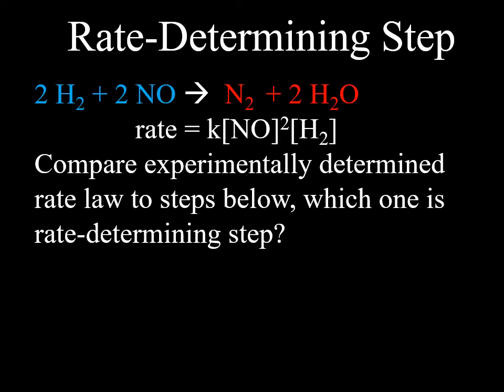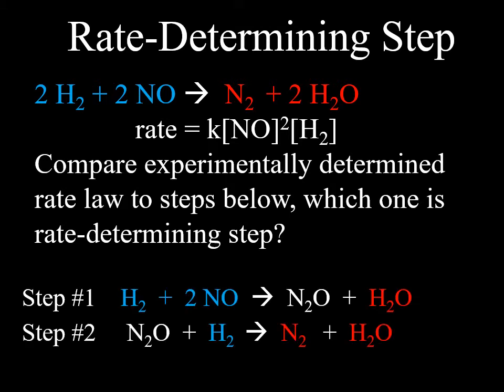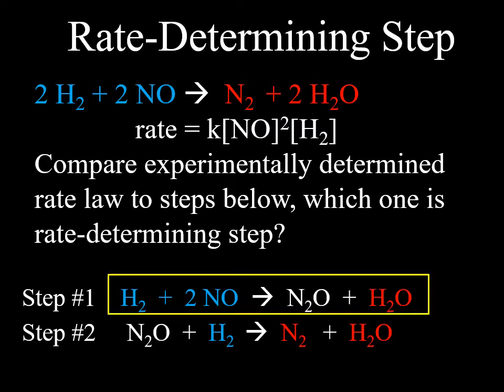So here we are again with our reaction we were using earlier. And here are the two steps of the reaction, the two steps of the mechanism. We want to compare the experimentally determined rate law, which I have written right there, to the steps below and figure out which one of those two steps is the rate determining step. It's this one.